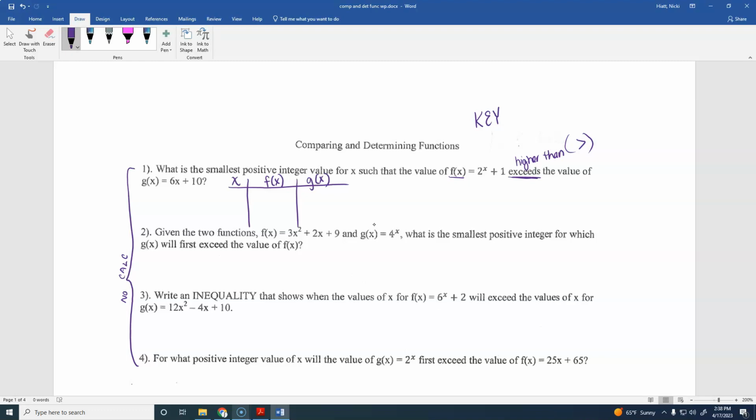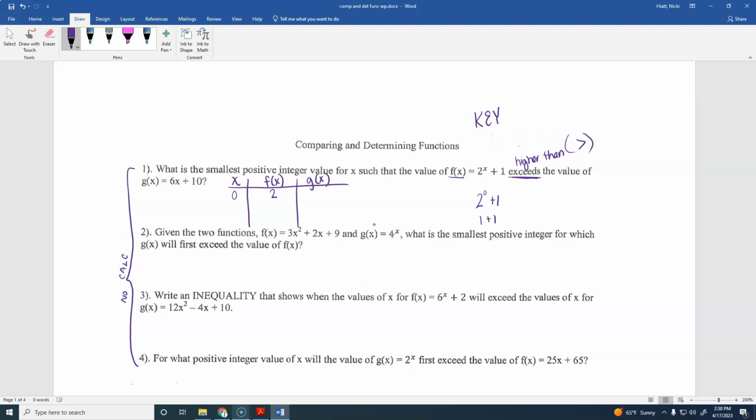We know it needs to be a positive integer value, but to know where we're starting from, I'm going to plug in 0 to both of these. I know 0 is not going to be my answer because it's not positive, but that gives us where we're starting from. So if I plug in 0 here, what is 2 to the 0 power plus 1? It is 2. Very good. Because 2 to the 0 is 1.